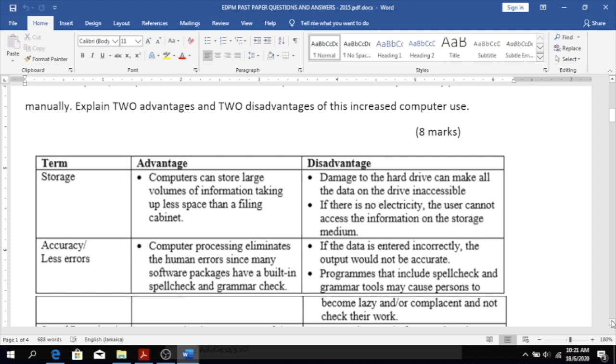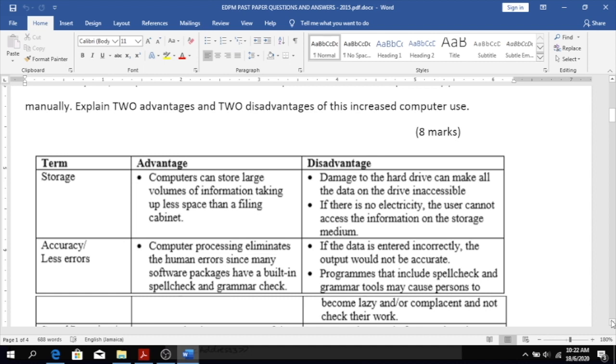Look at this that I'm using, a laptop. It takes up way less space than a filing cabinet that you store information in. So we have information stored on the laptop, which takes up very little space, and information stored in the file cabinet, which takes up a lot of space. Good. The disadvantage: damage to the hard drive can make all the data on the drive inaccessible. Second disadvantage: if there is no electricity, you can't use it, so the user cannot access the information on the storage medium.